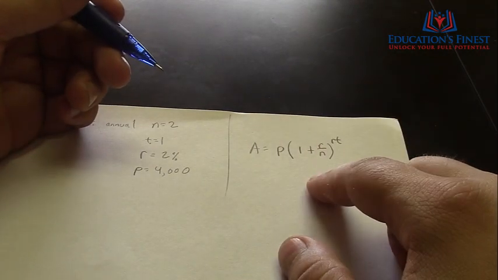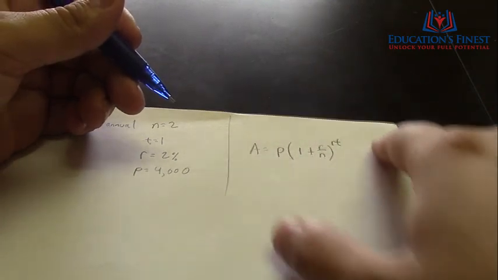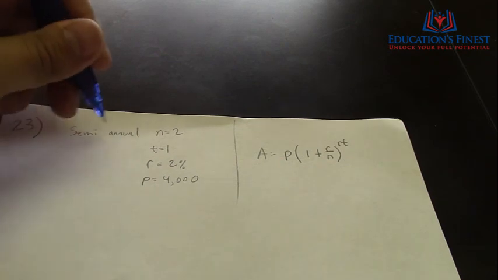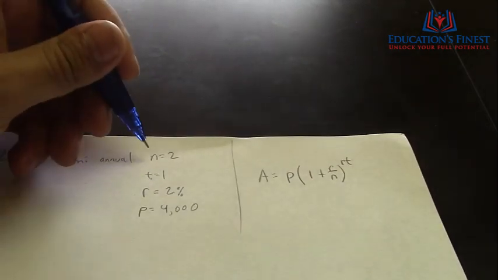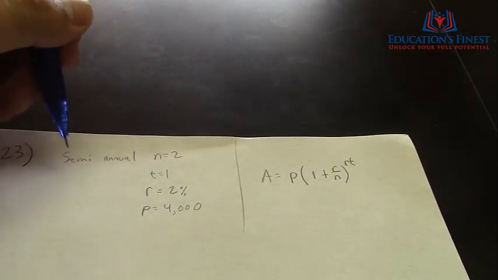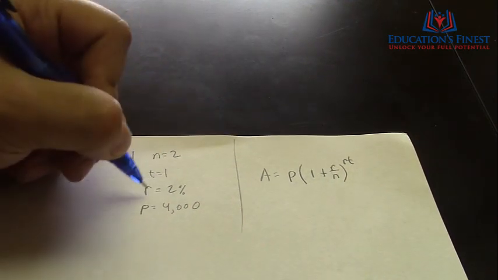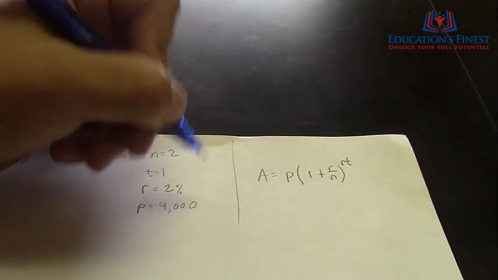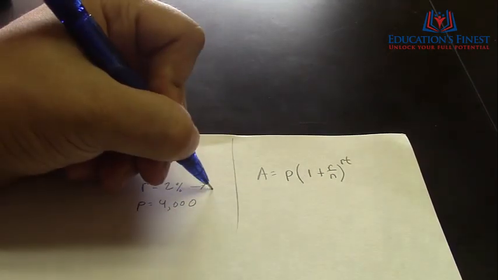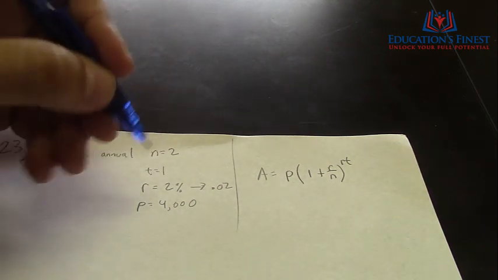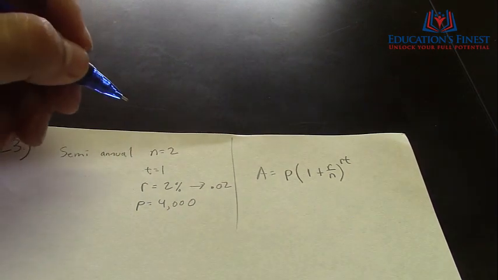This is a formula you gotta know here, okay? So when it says semi-annually, that's going to be your n in this formula. So n is going to equal 2, since semi-annually means twice a year. Your time is going to be 1 year. Your rate is going to be 2%, but we need to write that as a decimal, so it's going to be 0.02 for our rate. And then our principal is P. Our principal is the money that we started with.